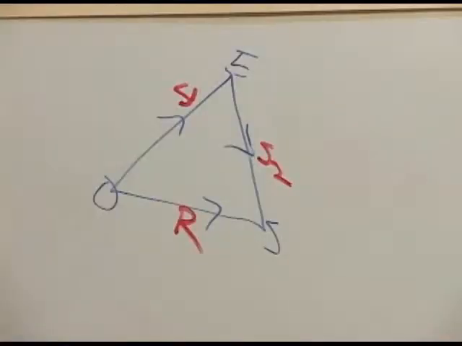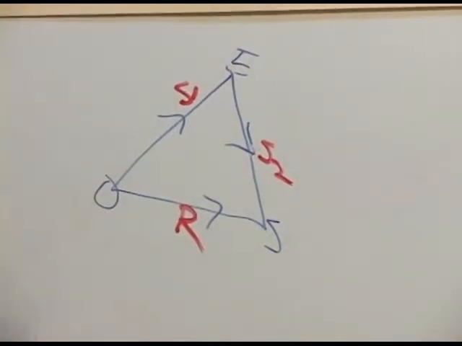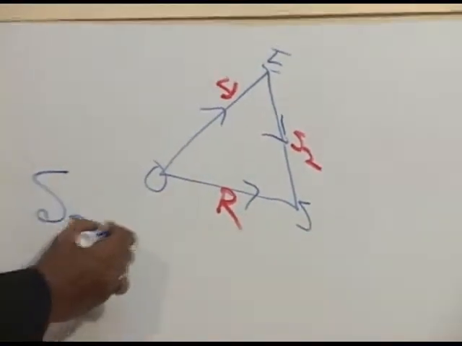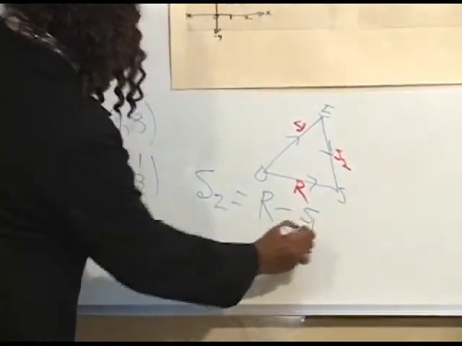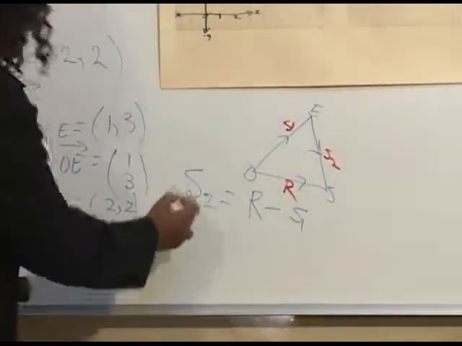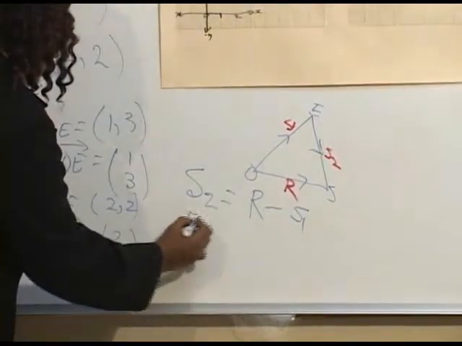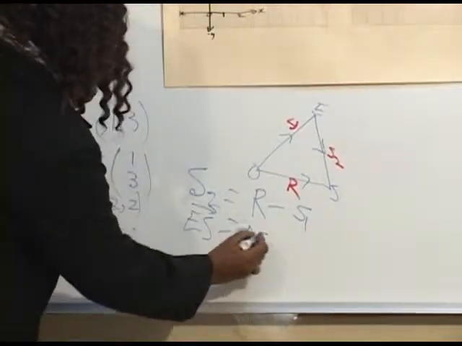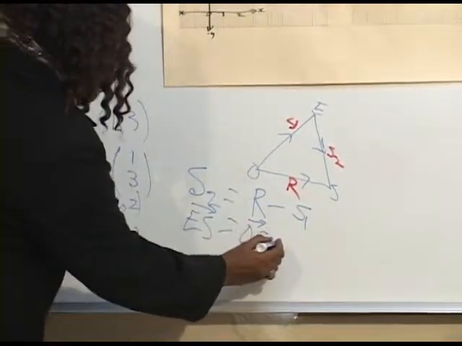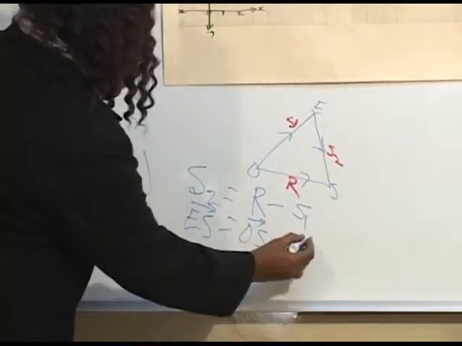All right, so what do we want to find? We want to find ES. So what is ES? ES is a side. So if we have to find a side, what do we say the formula is? We are saying that side 2 would be equal to our resultant minus side 1. So side 2 here represents ES, and that is equal to the resultant, which is OS, minus S1, which is OE.